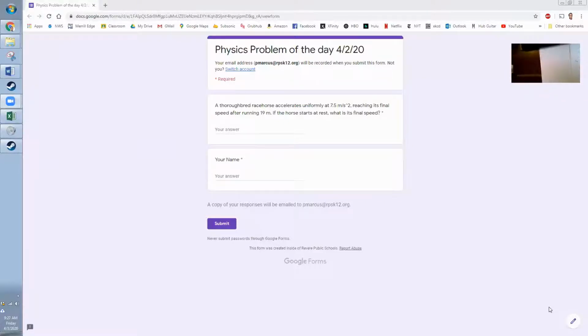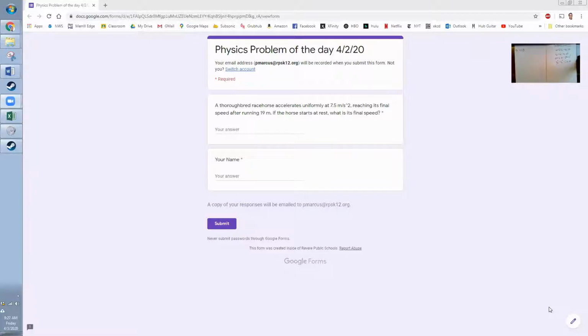So, givens, right? What do we know in the problem here? It accelerates uniformly 7.5 meters per second squared. So which quantity is that then? The 7.5? That's acceleration, right? Yeah, acceleration is 7.5 meters per second squared. Good.